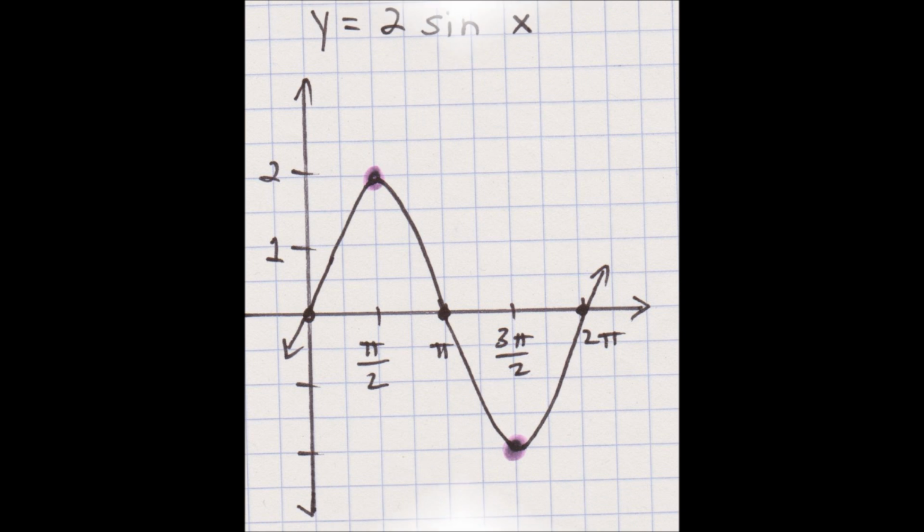Let's say we have the equation y equals 2 sine x. We graph the sine equation like normal, start at 0, but now, instead of going up 1, we go up 2. Then we go back to 0, down 2, and finally back to 0 again.